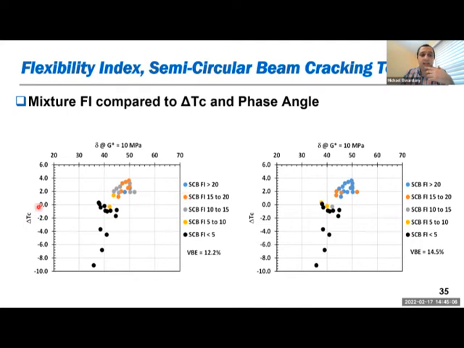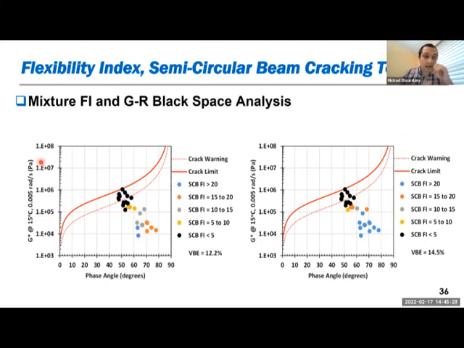This is more data on delta TC and phase angle. Same story, just different ways of looking at the data, but you can see these ones have kind of average flexibility index. And once we change the mix design, we can actually achieve better flexibility index values. And same thing here with the black space and Glover-Rowe parameter in the black space. You can see that those black dots here, those are bad binders, so the lower quality binders, and those have lower flexibility index values.